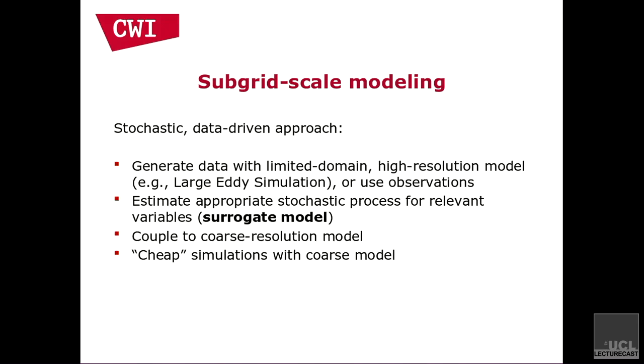So this is the approach we follow. We can run the full scale system for a limited amount of time, which we use to create some stochastic model. We couple this to the coarse scale model in a two-way fashion, and then we run the coarse model with the stochastic surrogate, which is cheap.